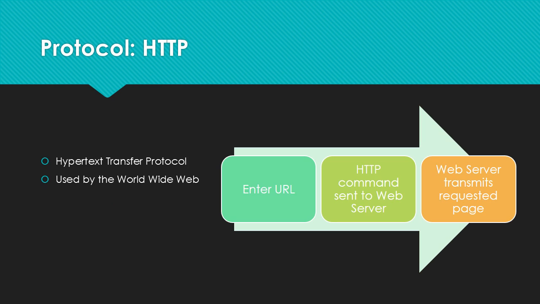HTTP, or Hypertext Transfer Protocol, is one of the primary protocols used by the World Wide Web to transmit data from a web server to your electronic device. When you enter a URL into the browser's address bar, an HTTP command is sent to the web server requesting a specific web page. Once the web server has been contacted, it will transmit the requested page to your electronic device. The HTTP protocol is the language used to communicate with the web server and your browser.